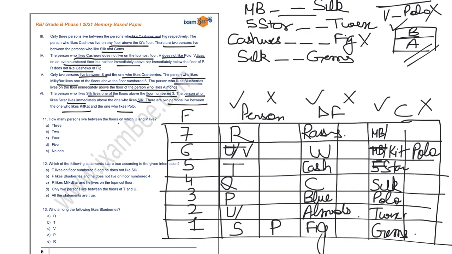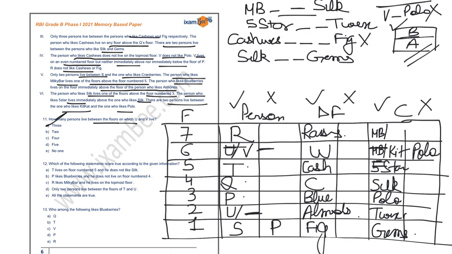How many persons live between the floors on which U and W live? So U lives at the 2nd floor and W lives at the 6th floor. So 1, 2, 3, so 3 is the correct answer, that is option number 1.